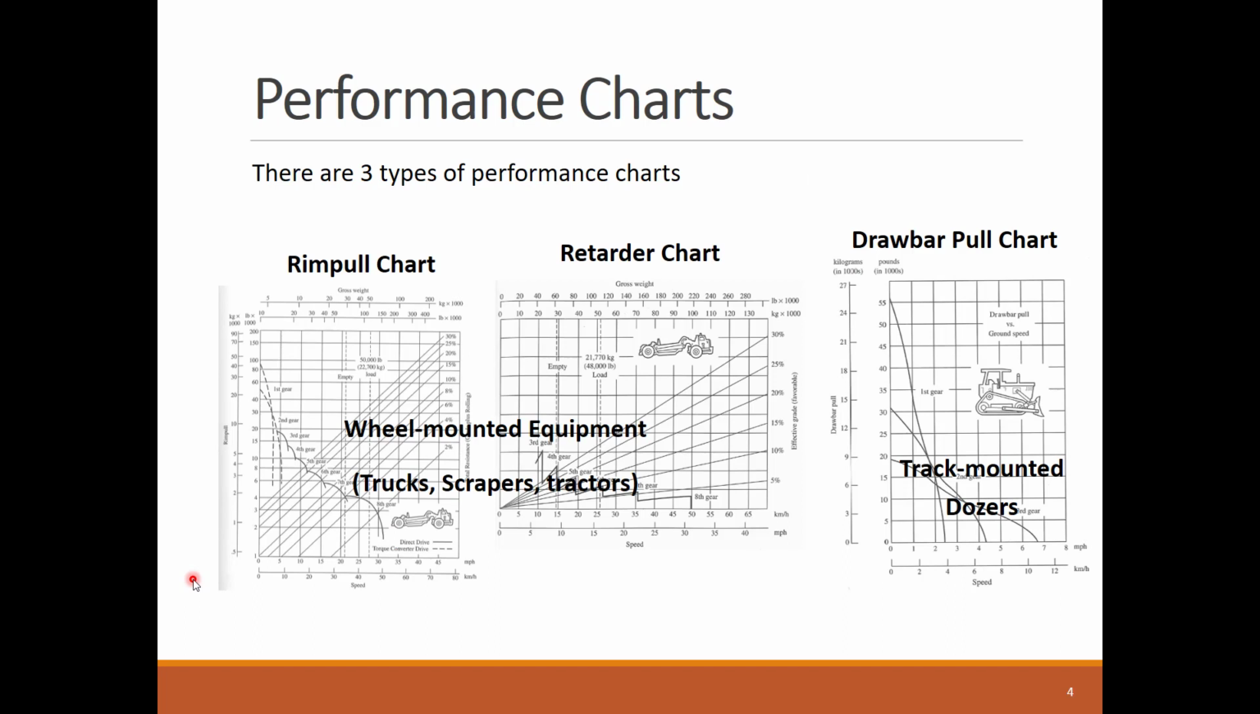There are three types of performance charts: Rimpull, Retarder, and Drawbar pull charts. Rimpull and Retarder are charts provided for wheel-mounted equipment like trucks, scrapers, and tractors. Drawbar pull charts are unique for track-mounted equipment like dozers. Let's study each one of these charts.